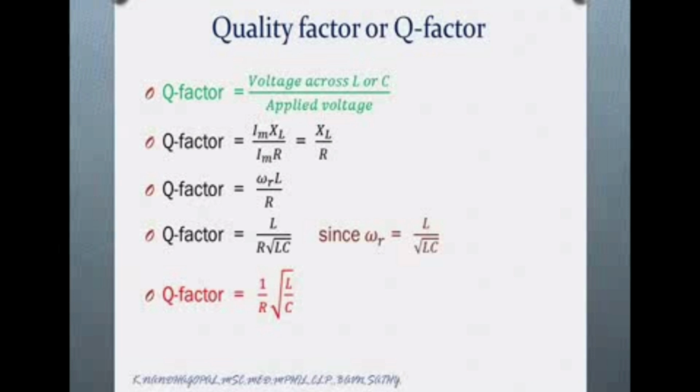The physical meaning is the Q factor indicates the number of times the voltage across L or C is greater than the applied voltage at resonance. So the voltage across L or C is greater than the applied voltage at resonance. Right? So it's called quality factor or Q factor.